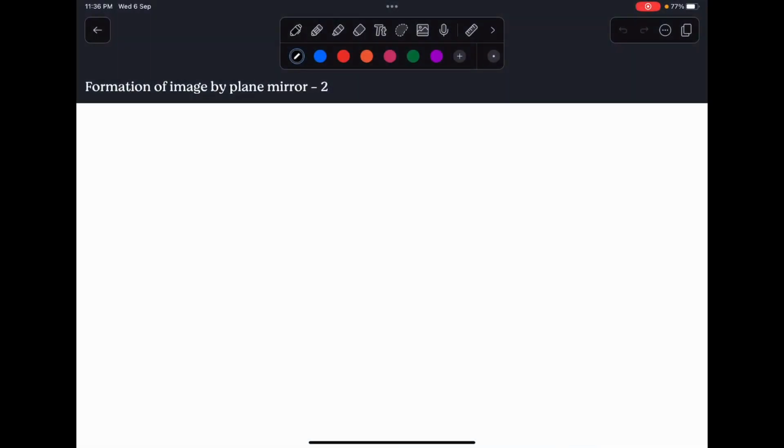Hello children, welcome back. So now in this video we will do the continuation of our previous video. What was that? Formation of image by a plane mirror, and now it is for an extended object. In our previous video we have seen a point object. Now we can see the formation of image by a plane mirror for an extended object.